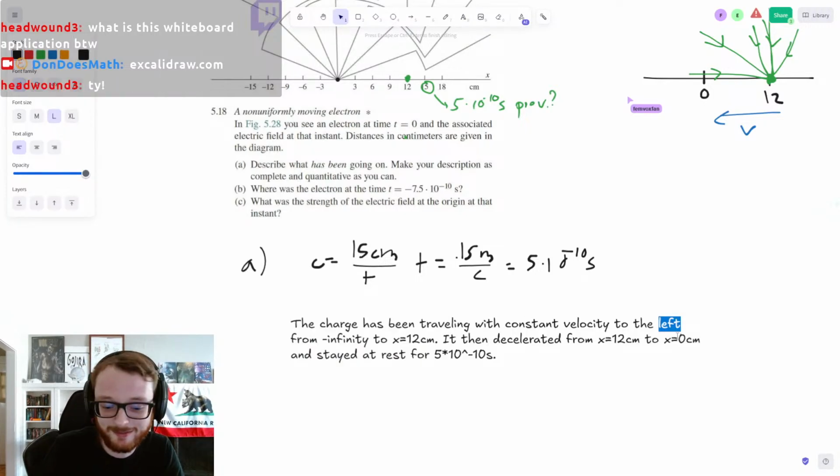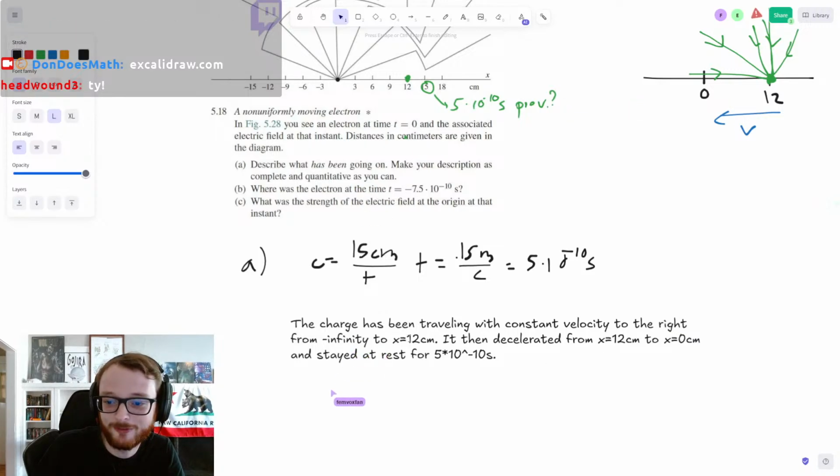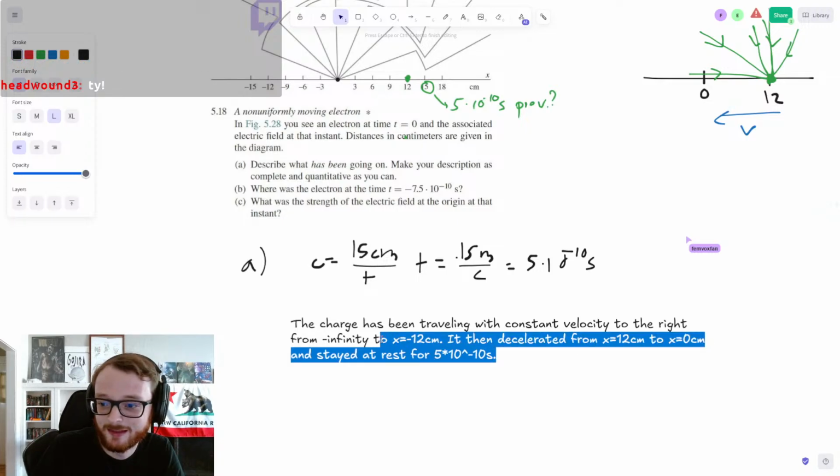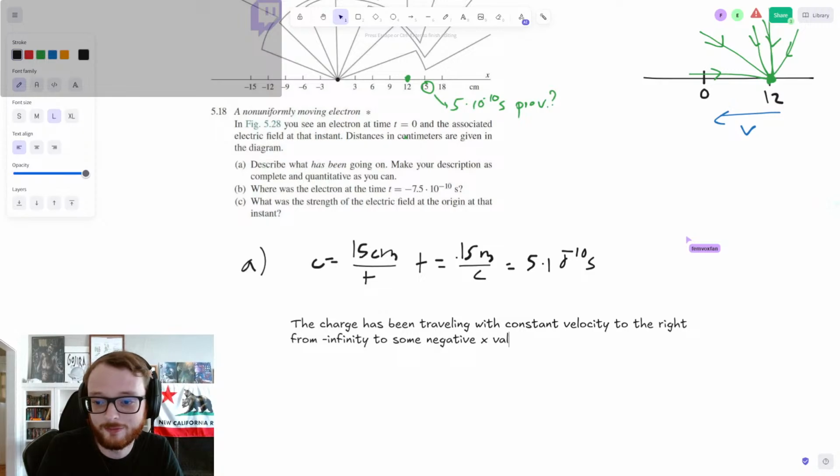Okay, oh, I even wrote minus infinity when I didn't before, but now it actually works. So I don't know if we want to say until x equals minus 12. That might not necessarily be true here. It definitely stops at the origin, yeah. Some negative x value, then stopped at the origin, remained at rest for 5 times 10 to the minus 10 seconds.